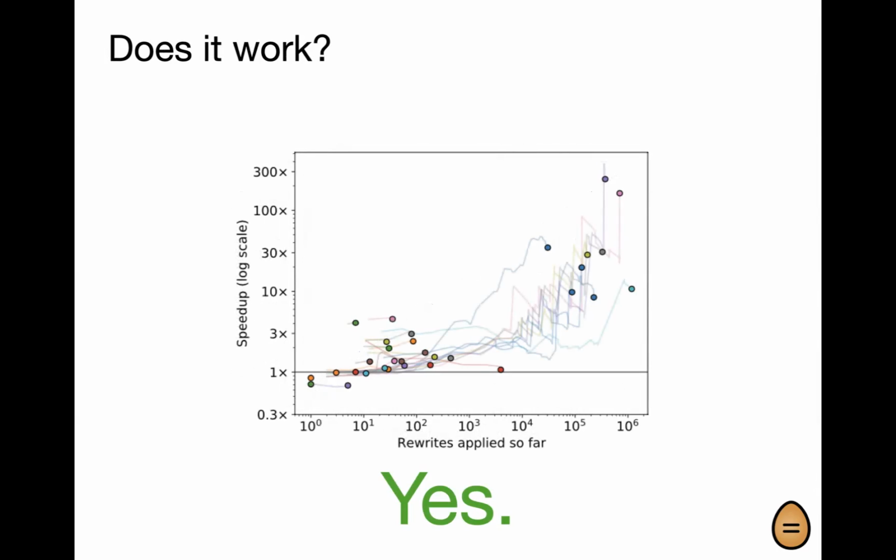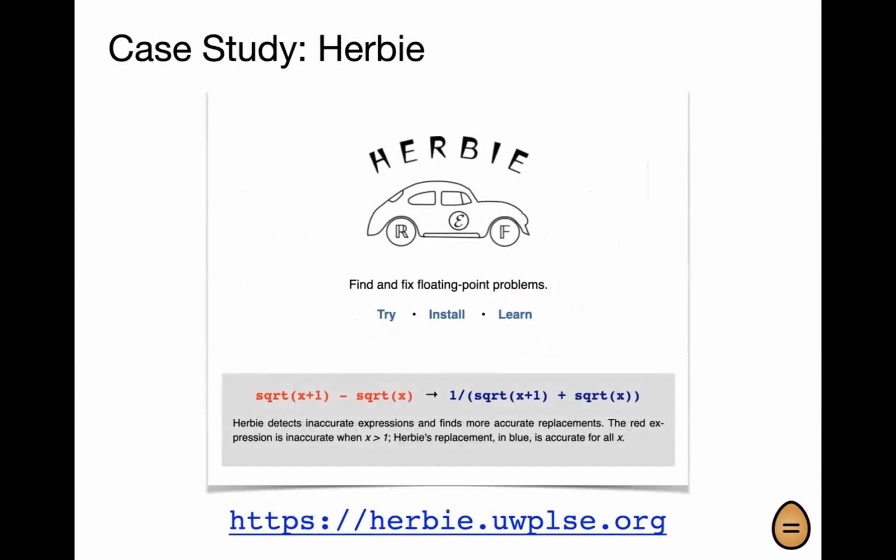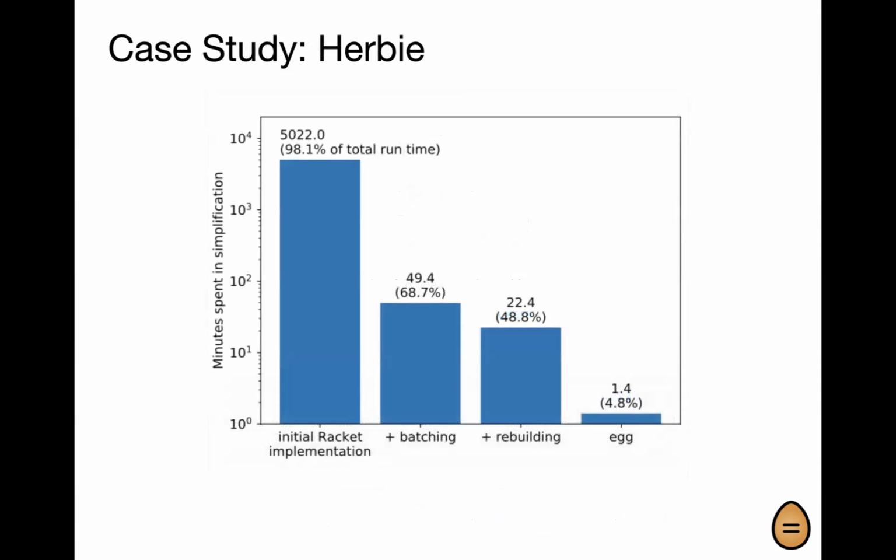We also did a case study, aside from Selinsky, applying this in Herbie. Herbie is a tool to automatically improve rounding error, and it relies heavily on simplification. We took this sort of phased approach and the rebuilding algorithm and got huge speed ups in the Herbie implementation of egraphs, like a 50% speed up.